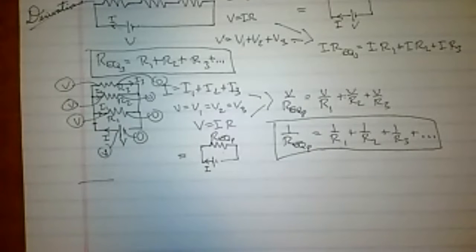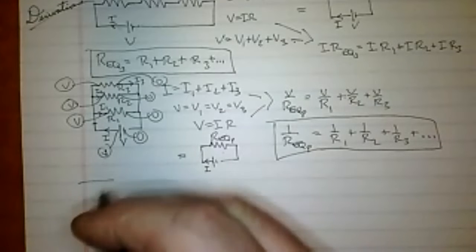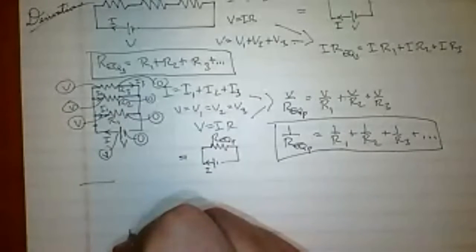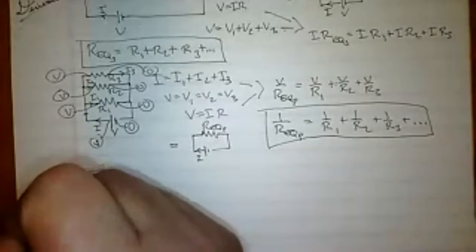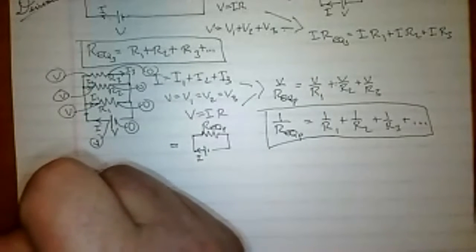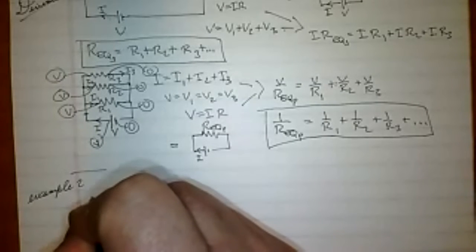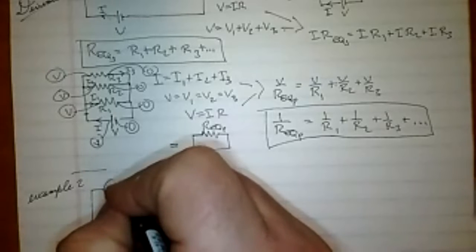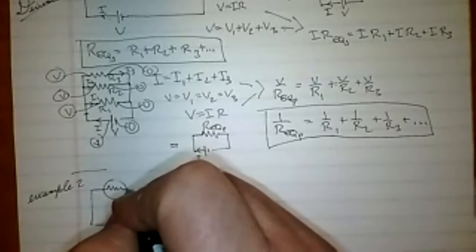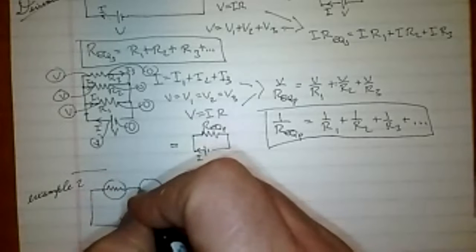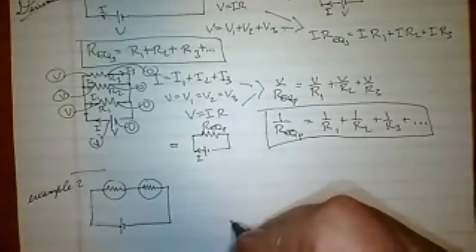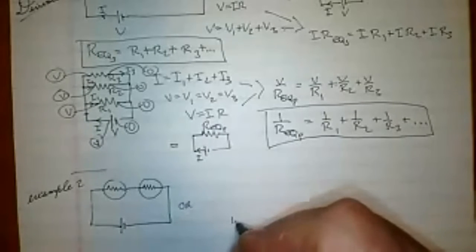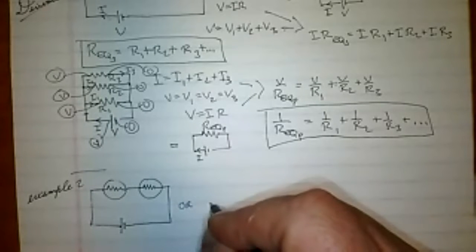All right, now that we have that, let's try a bit of a conceptual example. Let's imagine we have a 12-volt battery, like you might have in your car, and we have 2 identical headlights. This will be example 2. We can connect the headlights, which I'm going to draw as a circle with a resistor through it. We can connect them in series like this, or we can connect them in parallel like this.